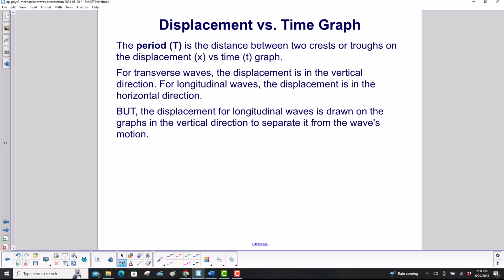The period, T, is the distance between two crests or troughs on the displacement x versus time graph. For transverse waves, the displacement is in the vertical direction, for a wave moving like that. For longitudinal waves, the displacement is in the horizontal direction, the same as the direction of the wave. But the displacement for longitudinal waves is drawn on the graphs in the vertical direction to separate it from the wave's motion. Hopefully you'll see in the next few graphs why that makes more sense than drawing it in the same direction.